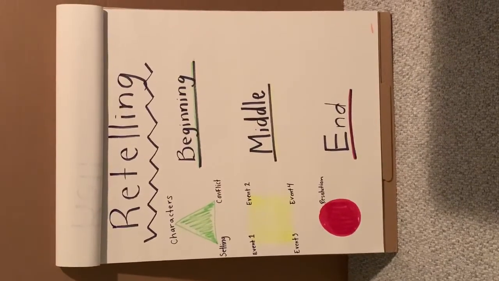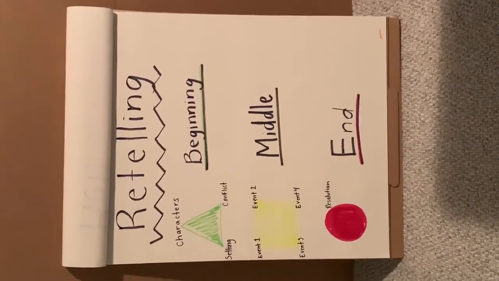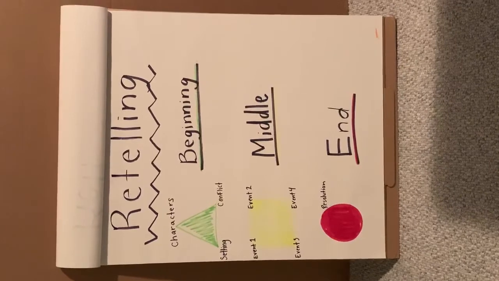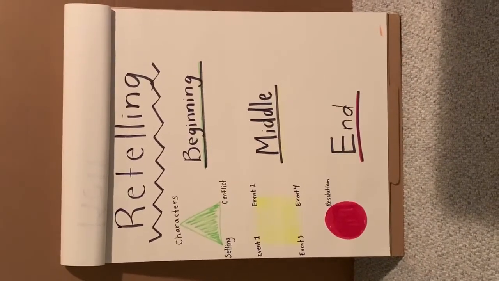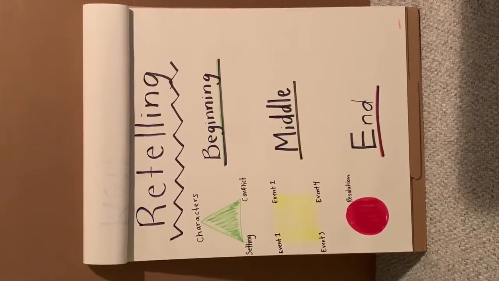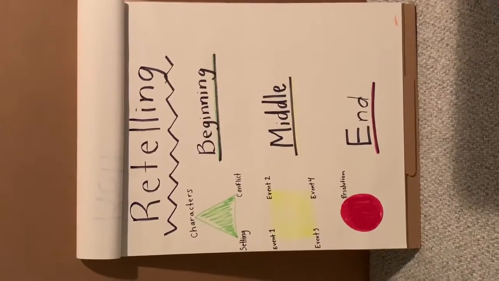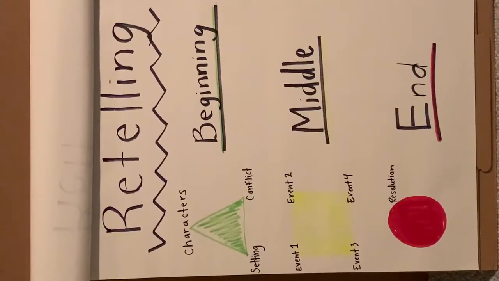In this video lesson, we will review how to retell a story, what important aspects you should add when retelling, and then we will read and retell the story Down the Road. So let's get started. So when retelling, looking at this anchor chart, it is important to talk about the beginning, the middle, and the end of the story. So let's talk a little bit about retelling the beginning.